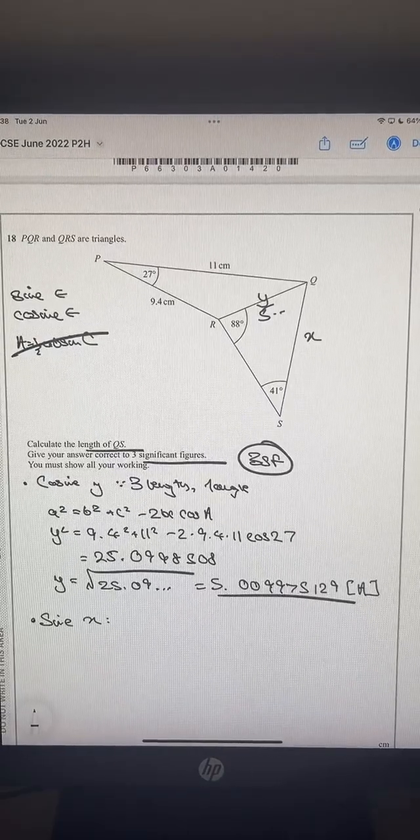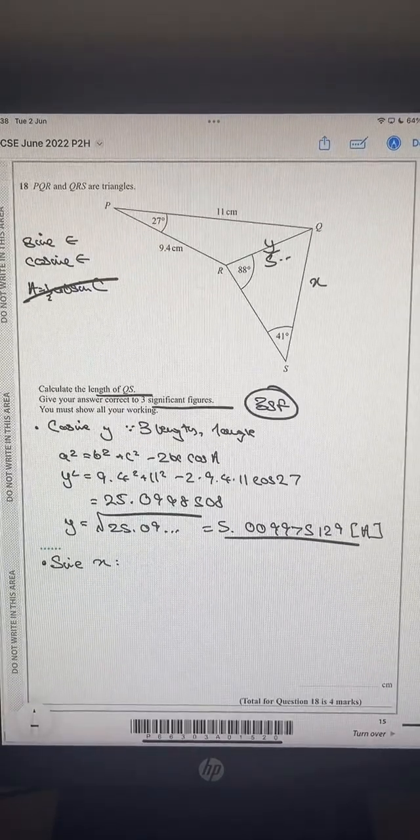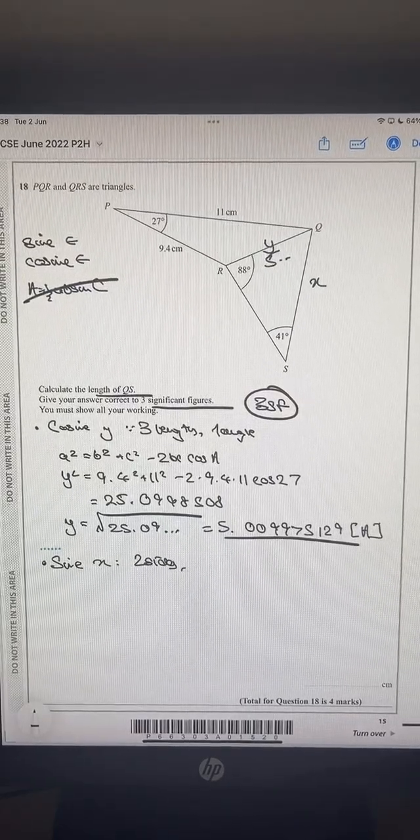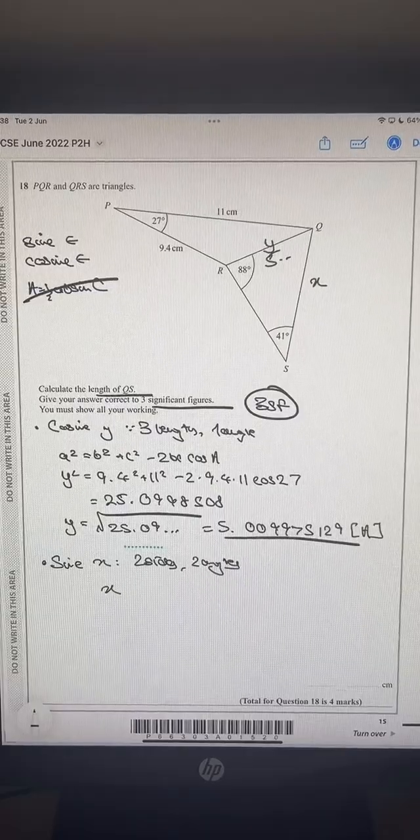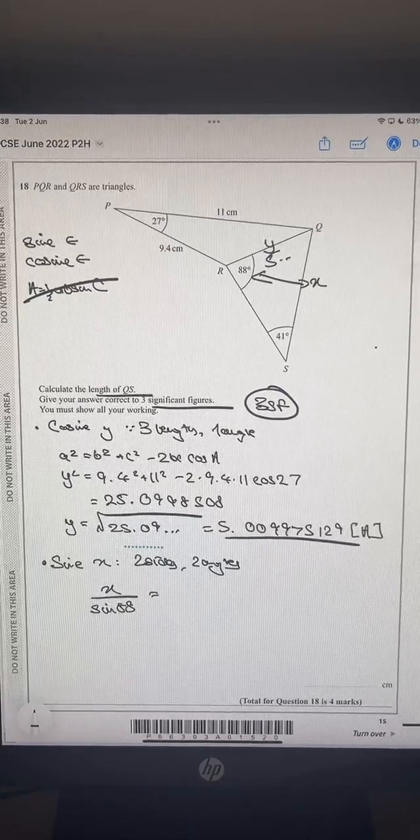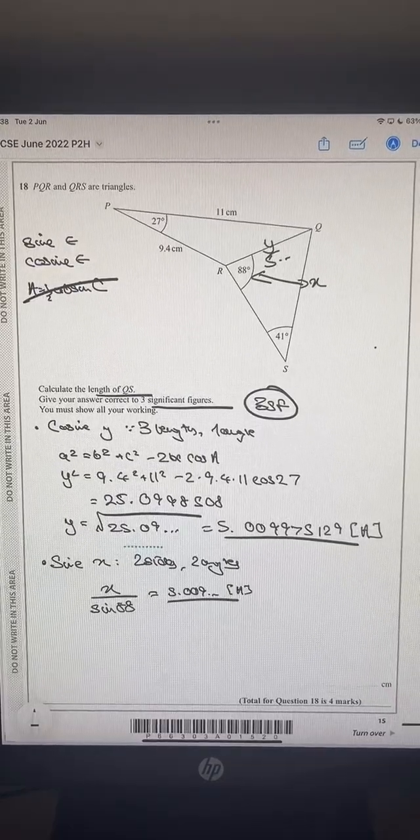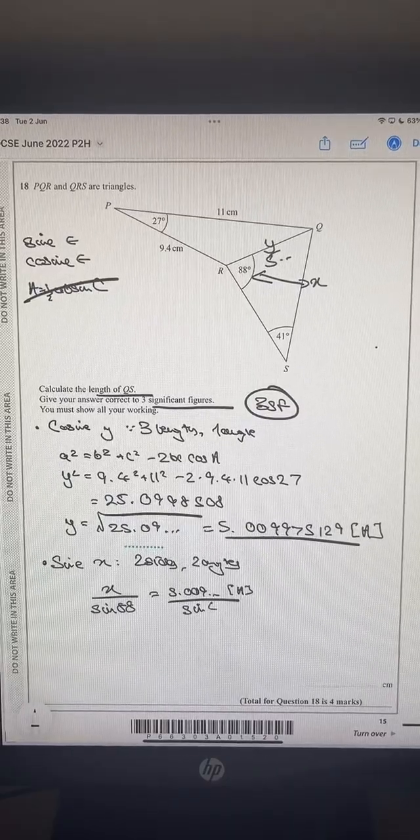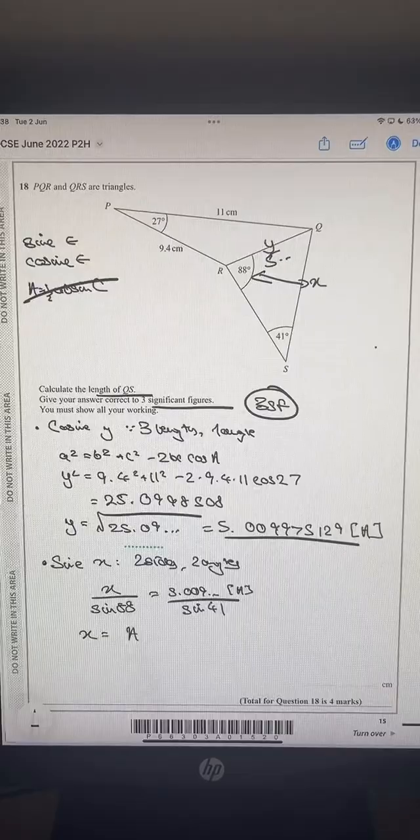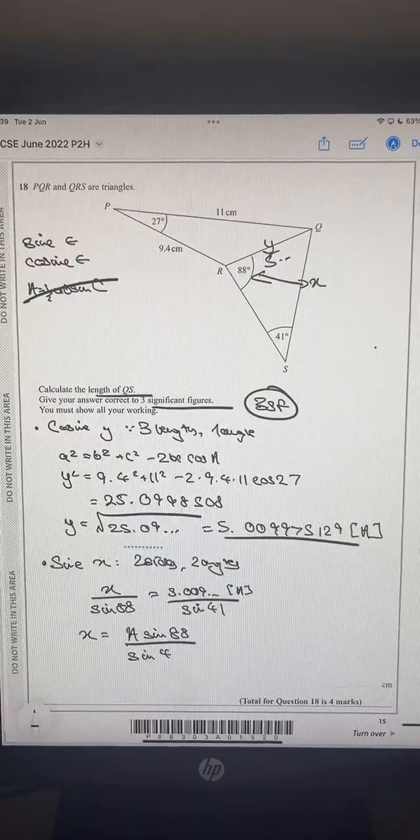Now you see why I said this was a nice question, because it's literally just simple application of cosine rule followed by sine rule. Exactly, use the sine rule now. Why? Because I've got 2 sides and 2 angles, the corresponding angles. I'm trying to figure out the side length, so let me put that on top to make it easier. So x over sine of the angle opposite it, which is 88, so sine of 88, equals y, which is 5.009 and so on, A is what I put in my calculator, divided by the angle opposite it, so sine of 41. So x is going to be equal to A sine of 88, where A is just my calculator button, divided by sine of 41.